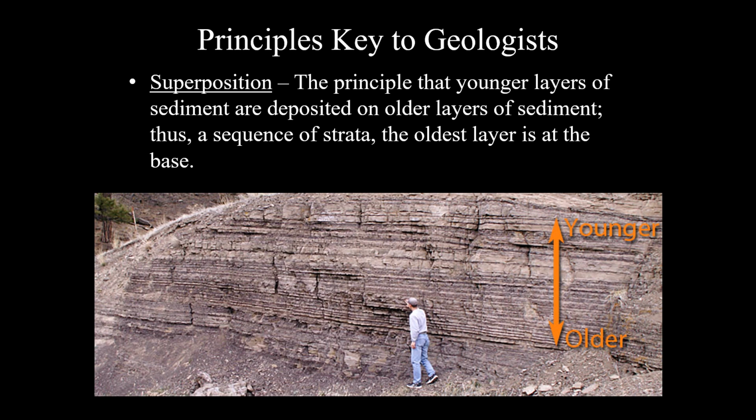So in an undeformed sequence like this, it's relatively safe to assume that the older stuff is at the bottom and the younger stuff is at the top. Now this could be flipped over, but for natural processes to flip a big package of sediment like this, you're going to see deformation in the package, so there should be some clues. That wouldn't be an undisturbed sequence of rocks, but in an undisturbed sequence, it's a relatively safe assumption that the oldest stuff is at the bottom and the younger stuff is at the top. This is the principle of superposition.